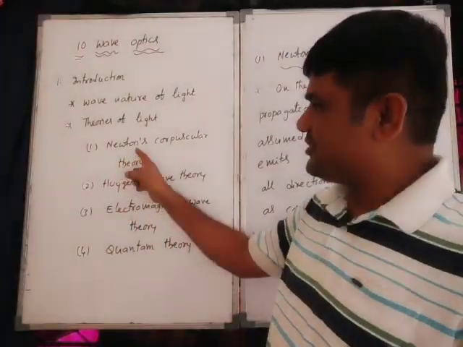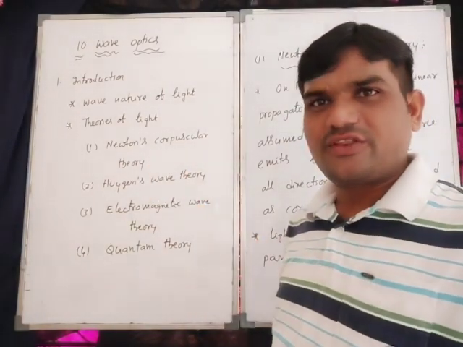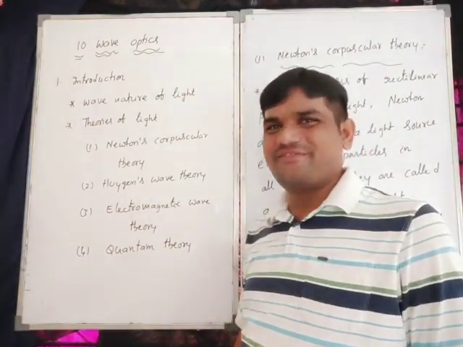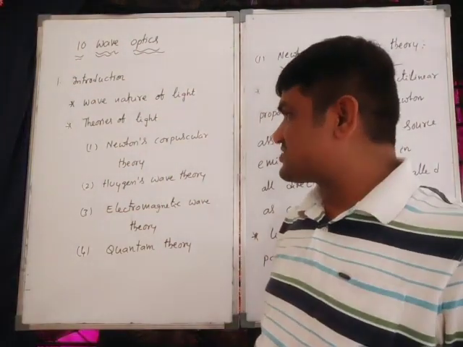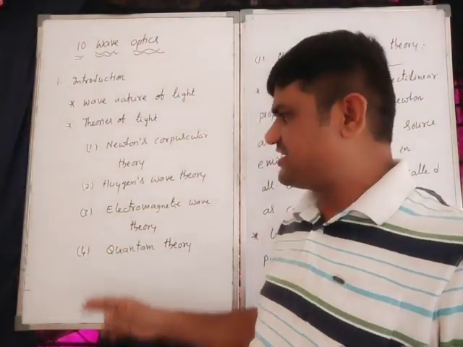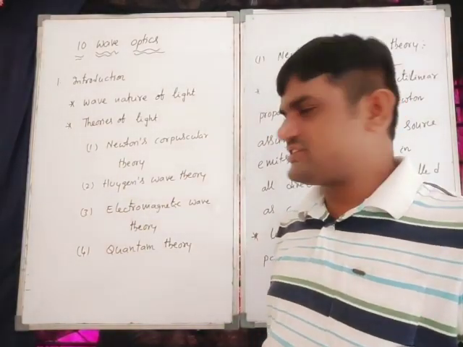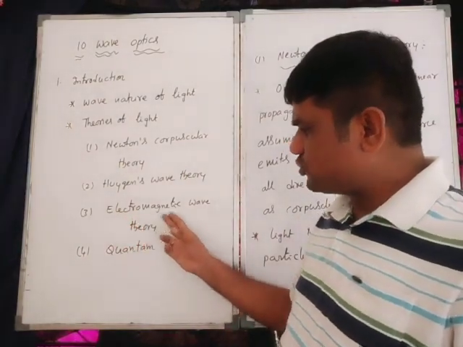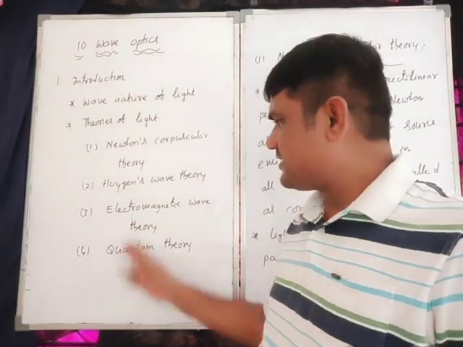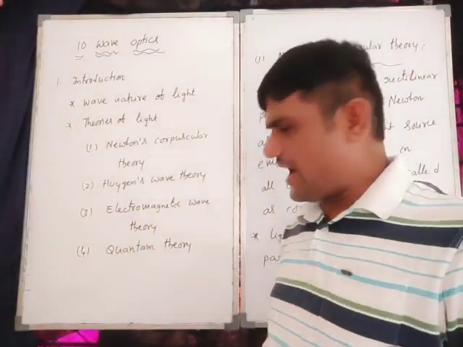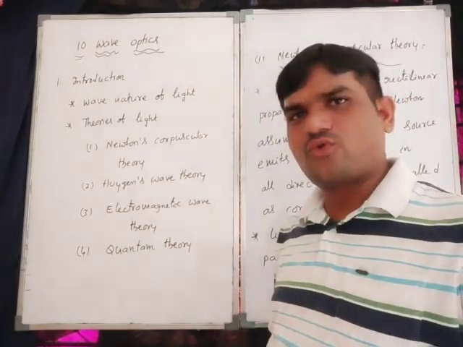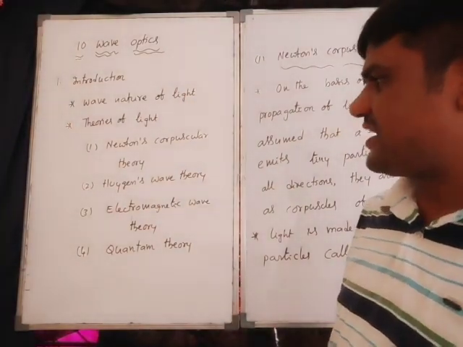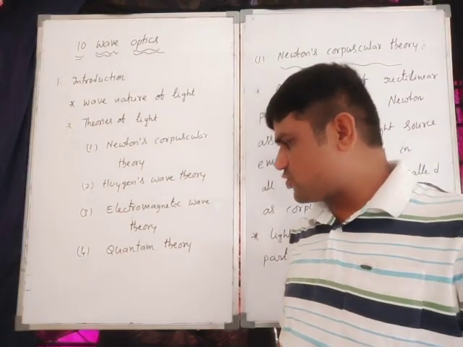The first one is Newton's corpuscular theory. The first scientist is Newton. Next, the Dutch scientist Huygens, Huygens wave theory. Next, Maxwell electromagnetic wave theory. Next, Einstein quantum theory. Like that we have four theories: Newton's corpuscular theory, Huygens wave theory, electromagnetic wave theory and quantum theory.